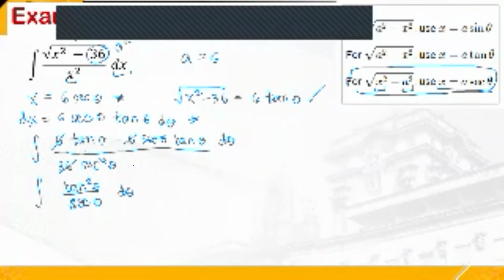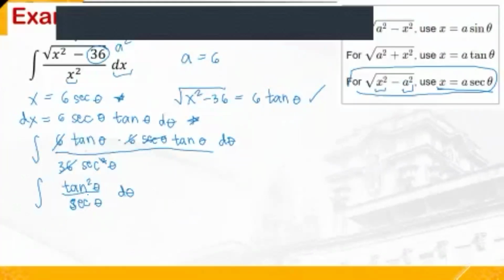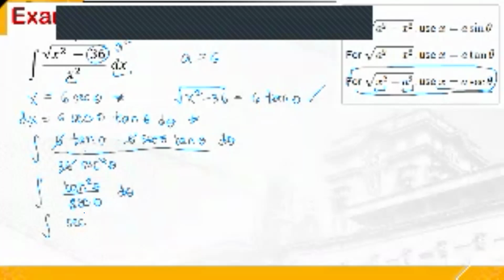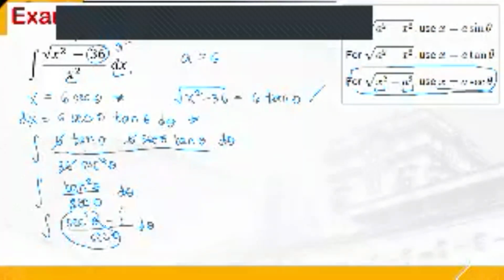Okay, so anong mangyayari sa tangent squared theta using our identity? That will be what? Secant squared theta minus 1. Okay? So, pwede natin sabihin secant squared theta minus 1. Why are we writing it like that? Kasi, para magamit natin yung, ma-divide natin each part by secant theta. Ayan. So, pwede natin sabihin, ayun, you can split this into 2. Correct?